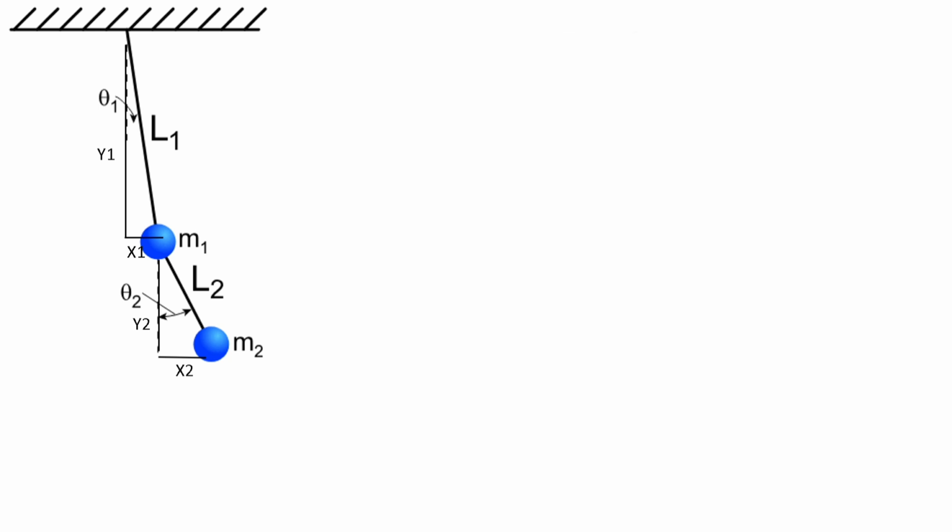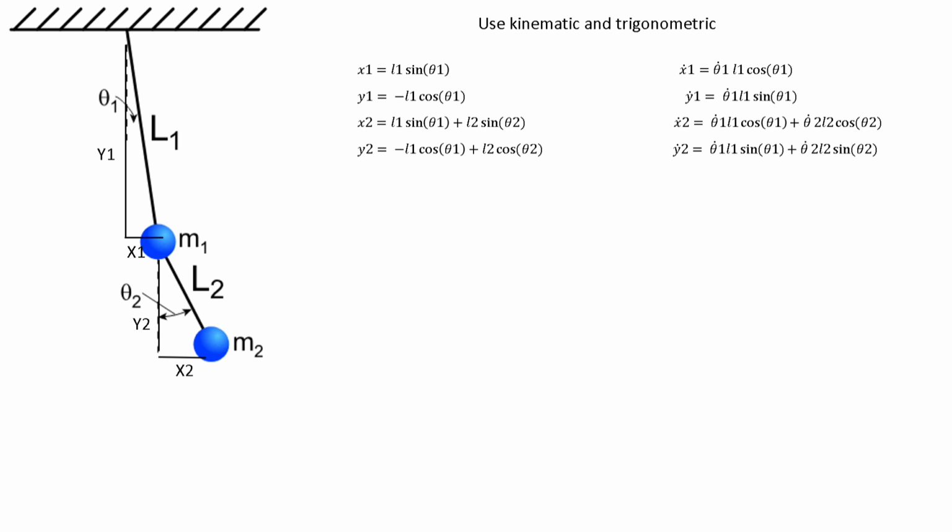Using the kinematic constraints, we determine the Cartesian coordinates of both masses. After that, we differentiate the coordinates with respect to time to obtain the velocity components of each mass. Knowing the velocities, we calculate the kinetic energy of the system. Next, we determine the potential energy produced by gravity. Using these expressions, we construct the Lagrangian, where L equals T minus V, where T is the kinetic energy and V is the potential energy.